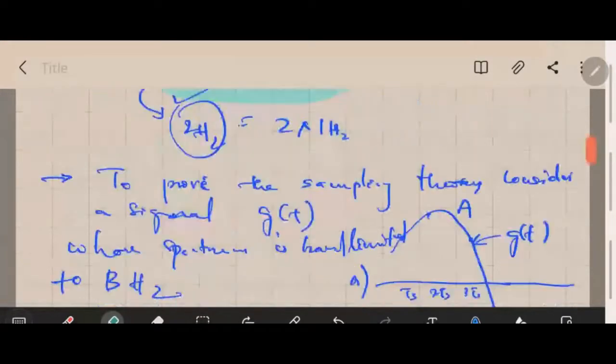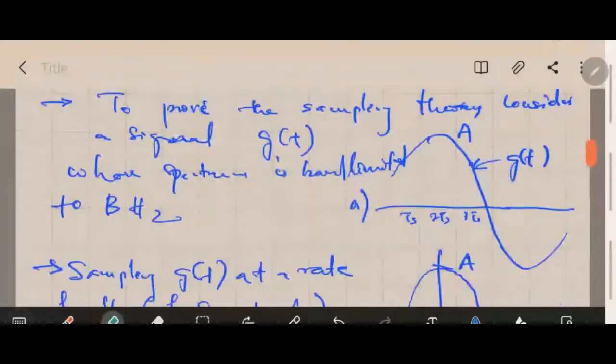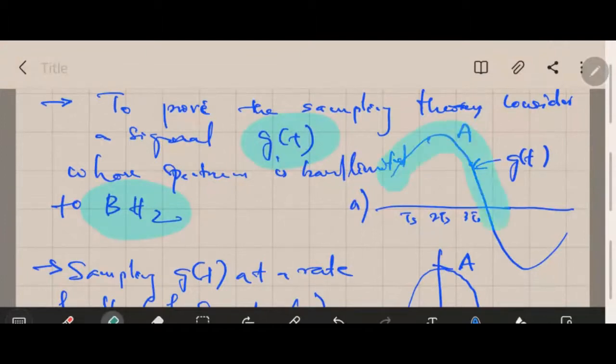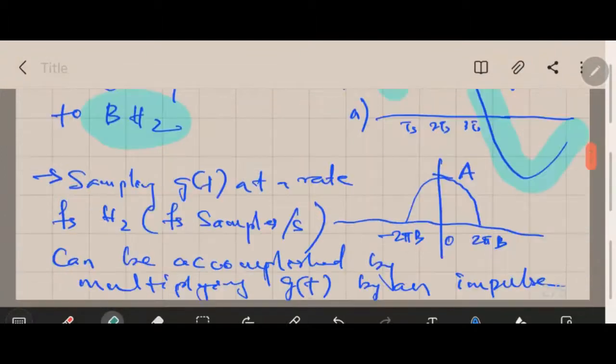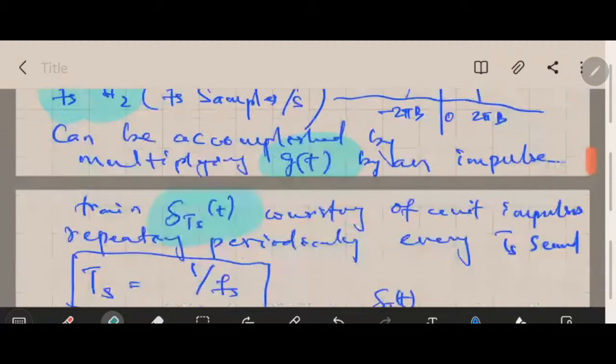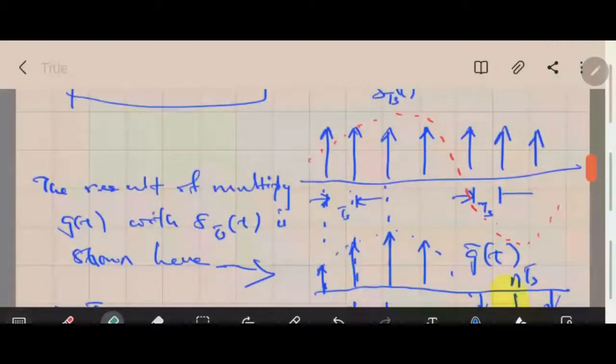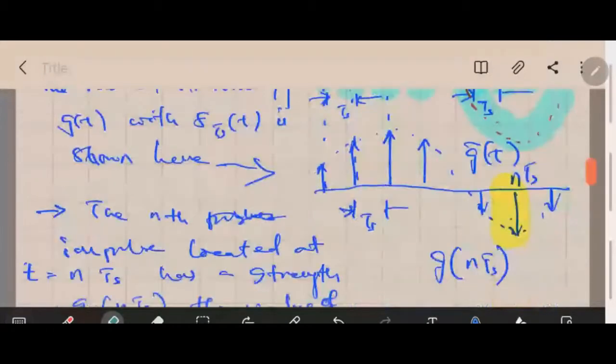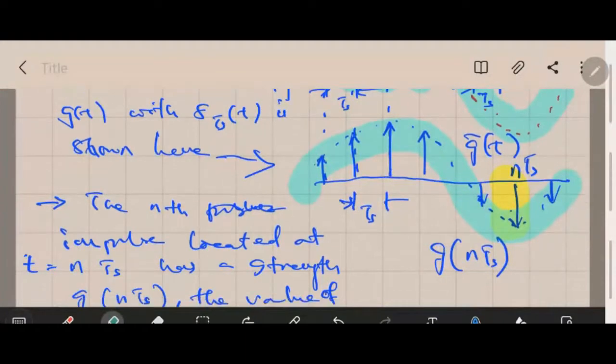In order to do that, we have to prove the sampling theorem, and in order to prove the sampling theorem, we have taken a signal g of t, and that signal g of t is band limited to B Hertz. This is that g of t. Now we sample that g of t at a rate fs Hertz, and this can be done by multiplying the signal g of t by an impulse train. That is what we did. We multiplied this signal g of t with this impulse train, and we got a signal like this. We have named it g bar of t, and g bar of t is what?